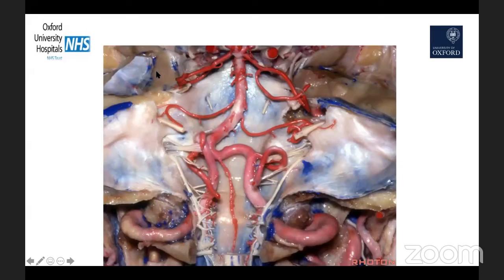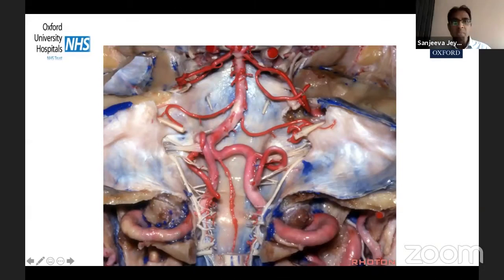So before we go into the approach itself, I think it's very important to talk about the posterior fossa. And you have to understand that the posterior fossa is a cone like this, and you have to understand which approach gets you where in the posterior fossa. And I know Imad sort of touched on this already.